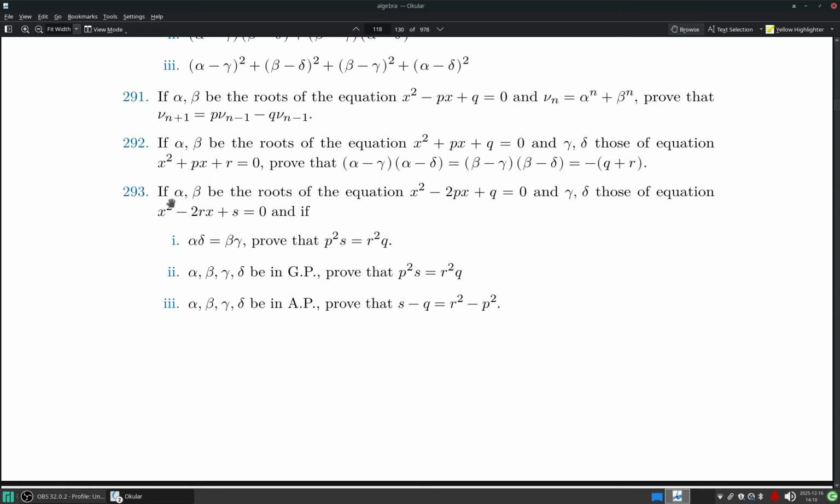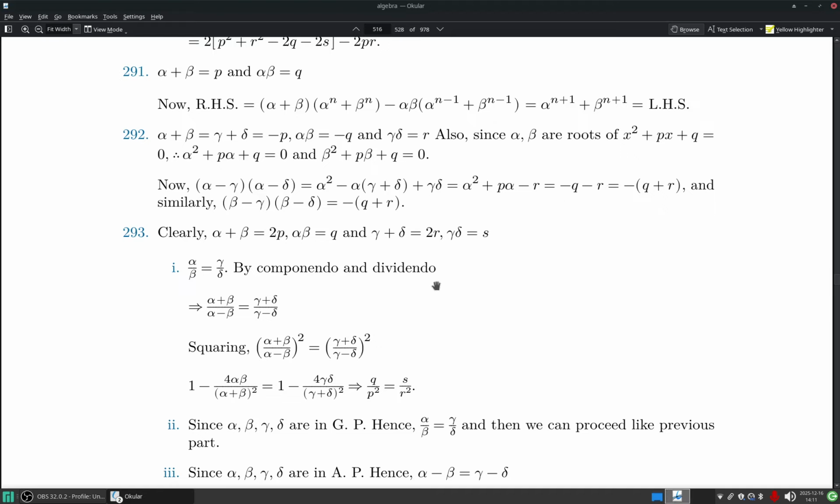Question 293 says that if alpha beta be the roots of the equation x square minus 2px plus q is equal to 0 and gamma delta those of equation x square minus 2rx plus s is equal to 0, and if alpha delta is equal to beta gamma, prove that p square s is equal to r square q. If alpha beta gamma delta be in GP, prove that p square s is equal to r square q. If alpha beta gamma delta be in AP, prove that s minus q is equal to r square minus p square.